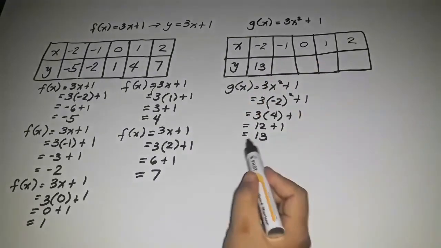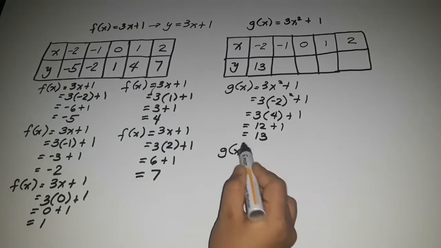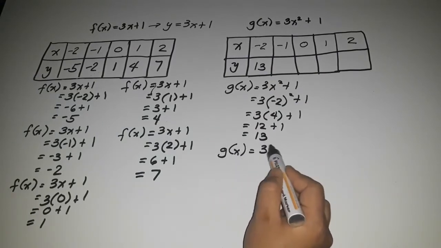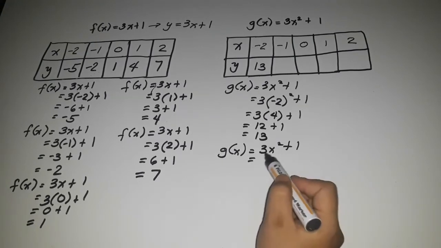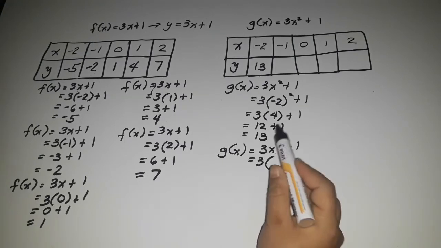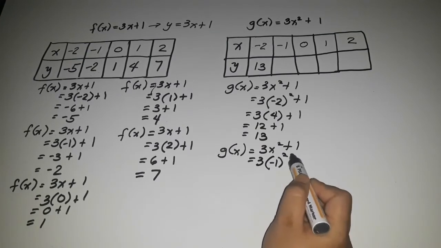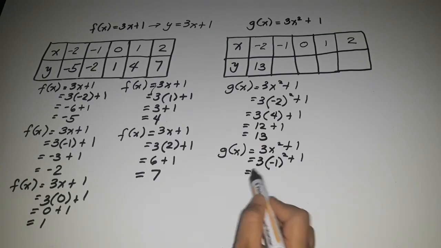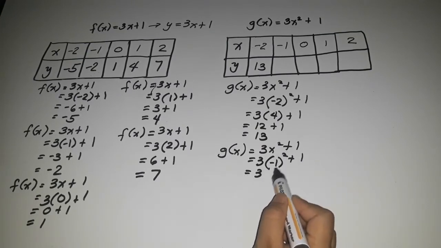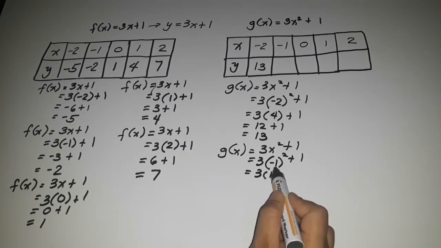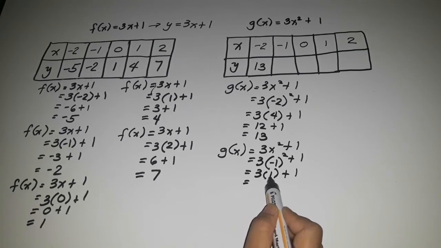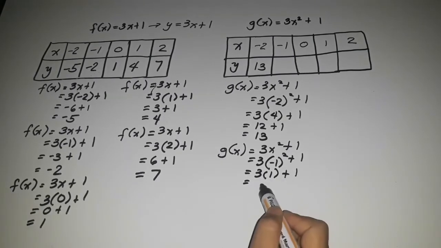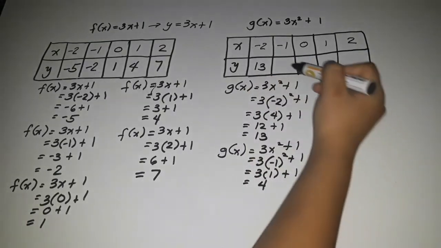Next, x is negative 1. We have g of x equals 3x squared plus 1 equals 3 times x is negative 1 squared plus 1 equals 3 times square of negative 1 is positive 1 plus 1. 3 times 1 is 3 plus 1 is 4. Therefore, the value of y is 4.